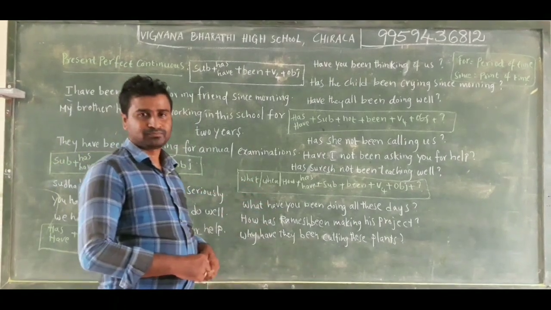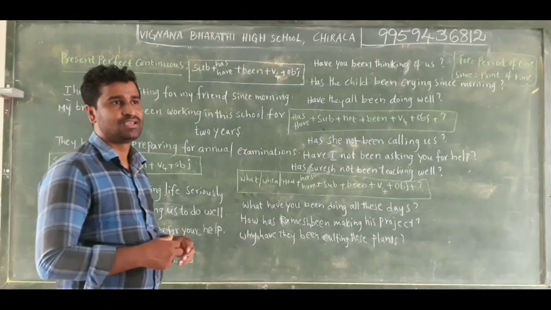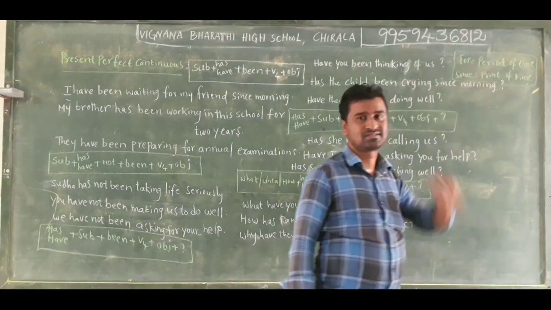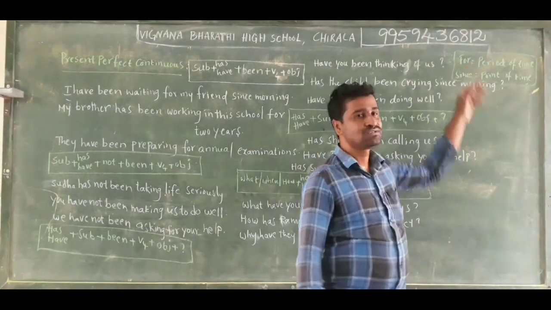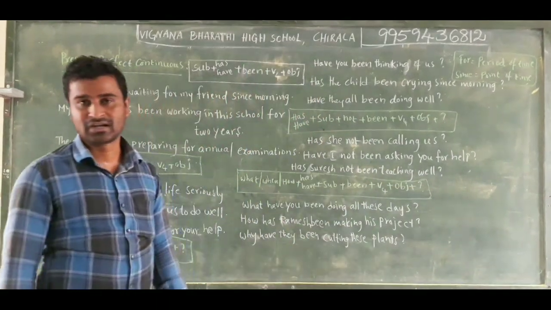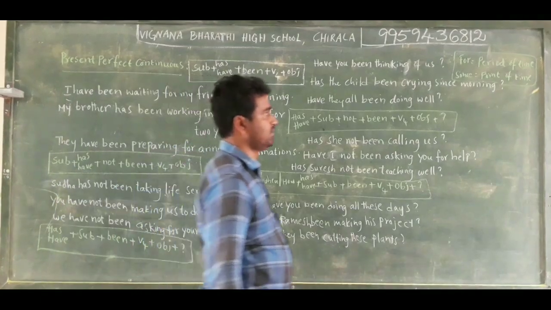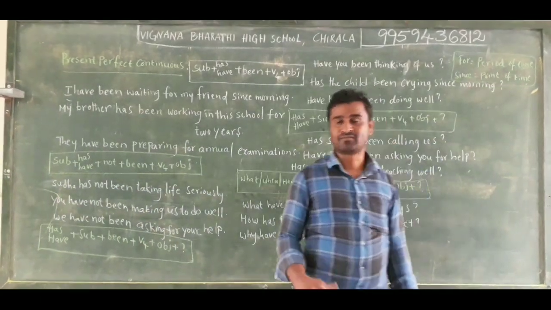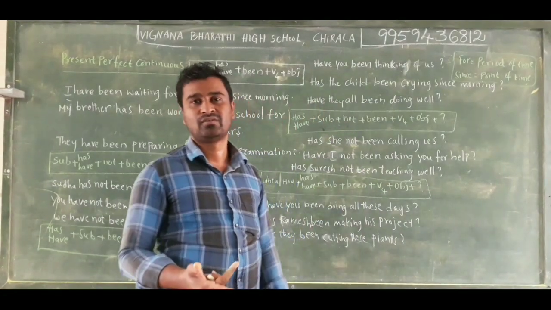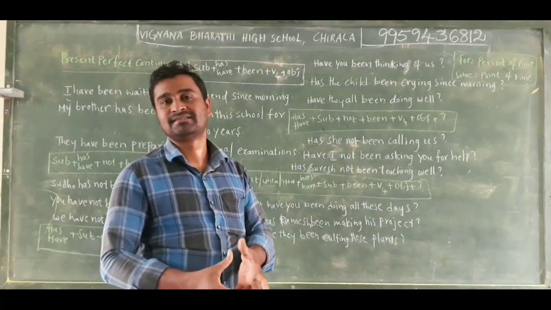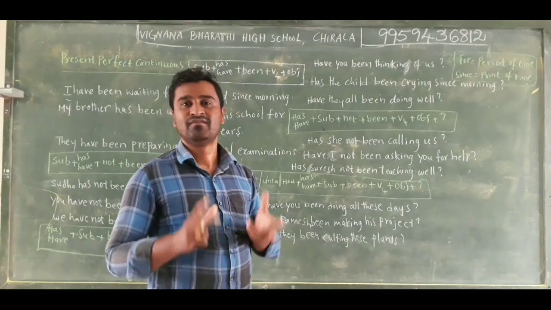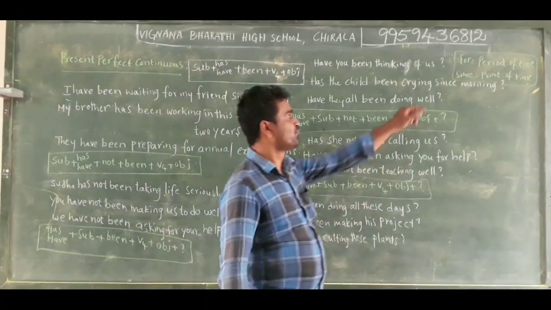And the uses. Before going to see uses, let us see the prepositions for and since. Let us know the significance of for and since in present perfect continuous tense. We use for a period of time: 2 years, 2 days, 3 days, 2 weeks, 2 months, 2 decades. We use for some days, some years, some hours, some minutes, some seconds. In this way we use for.